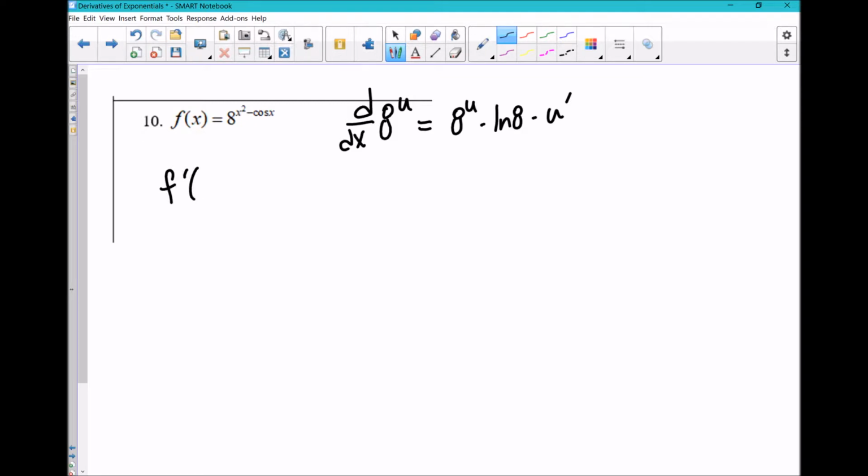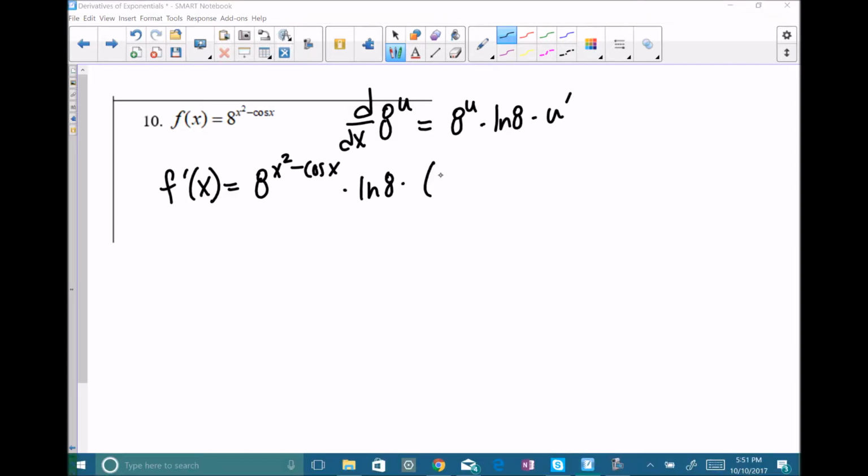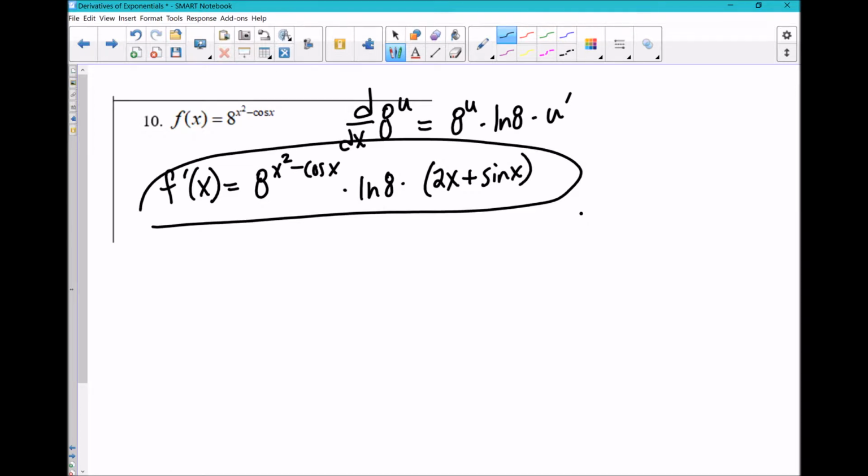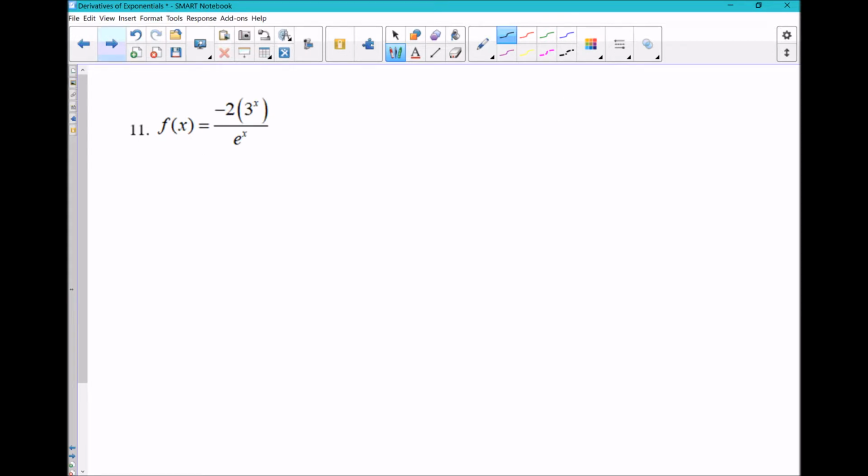So f prime of x, like I just said, would be 8 to the u, which is 8 to the x squared minus cosine x, times the natural log of 8, and now times the derivative of x squared minus cosine x, which would be 2x. Remember, the derivative of cosine is negative sine, so this would become a positive sine x. Not pretty, but it's not the worst thing that could ever happen.